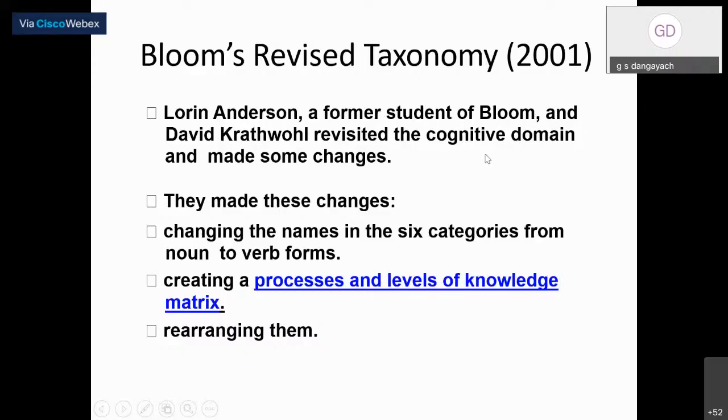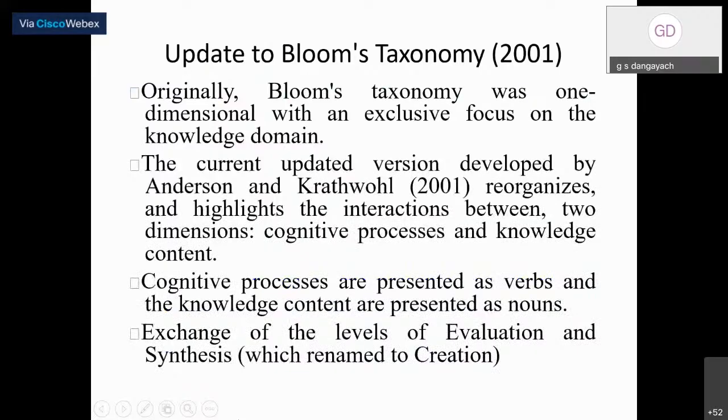They have made some changes in terminology in the cognitive domain. They made these changes, changing the names in the six categories from nouns to verbs, creating a process and levels of knowledge matrix and rearranging them. So that much they have done. Now we see the updated Bloom's taxonomy.